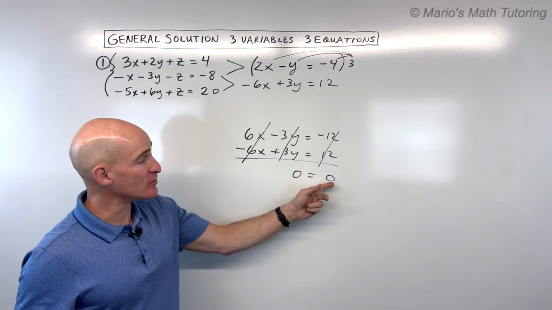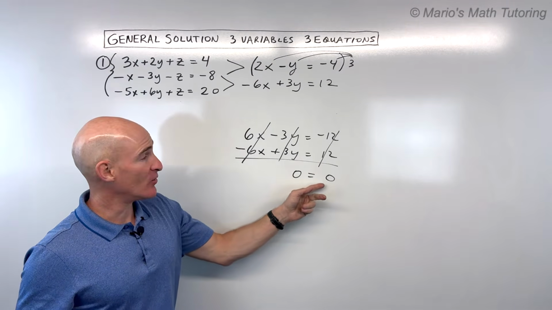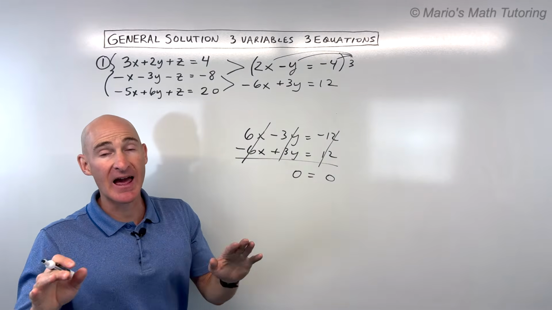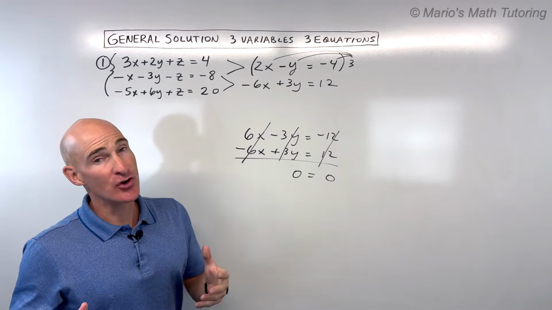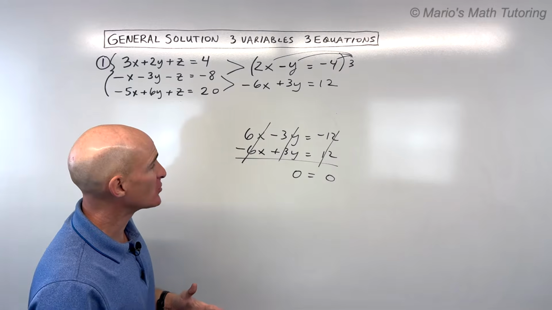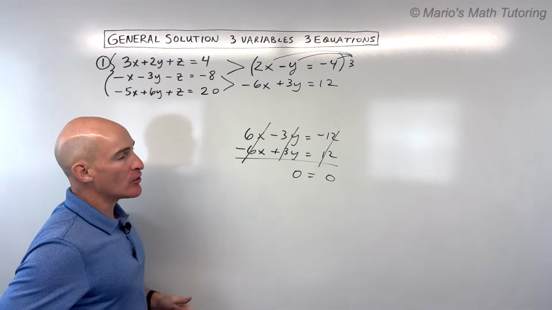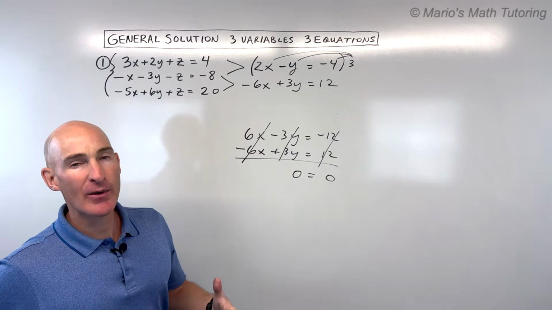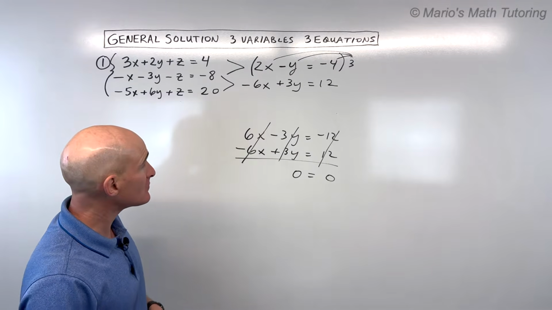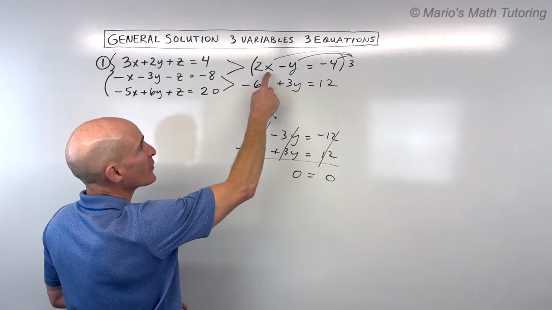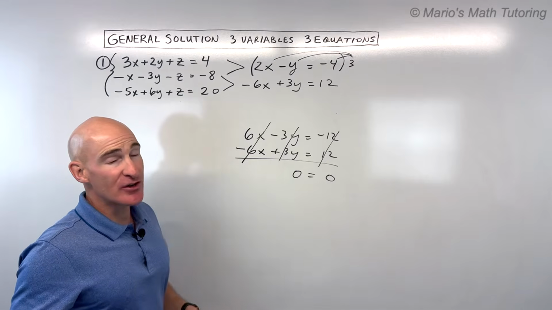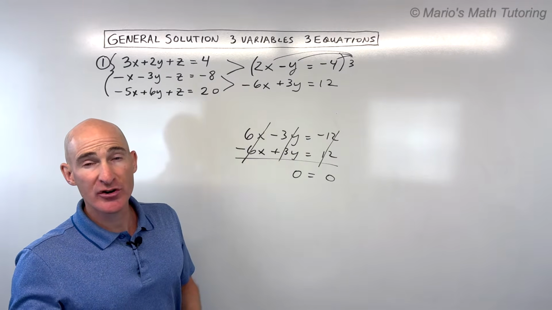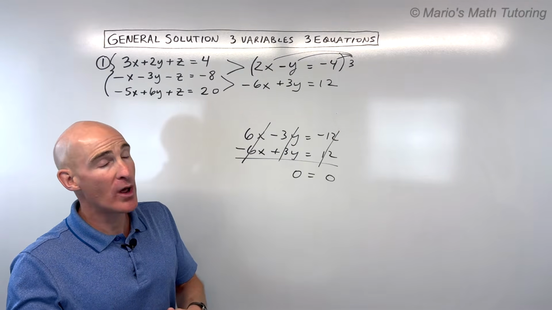Now if I got 0 equals 5, or something, where the variables cancel out, but what I'm left with does not equal, then that tells me that there's no solution. Okay, so these are special cases. But the question is, okay, I know that it's an infinite solution now. How do I write the general solution? Okay, I go back to one of these two variable equations. And there's different ways to do this.